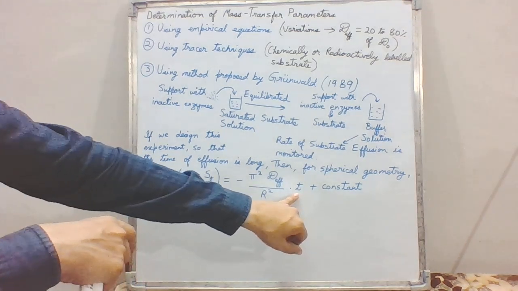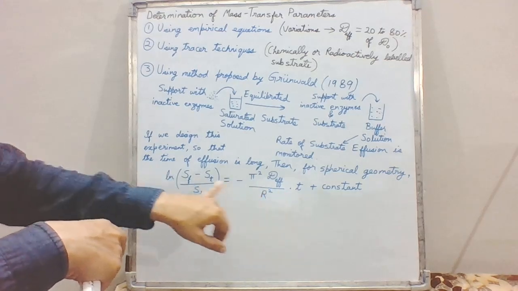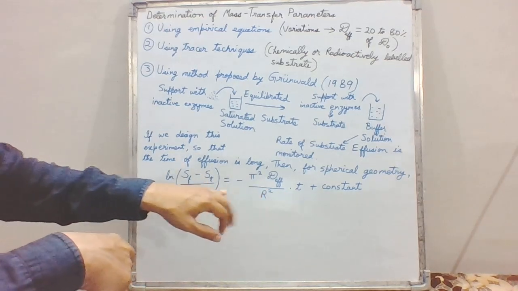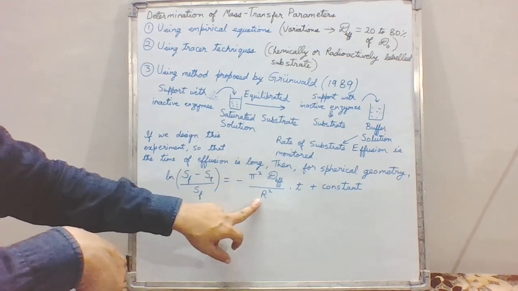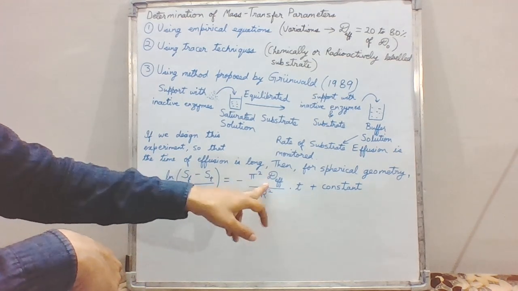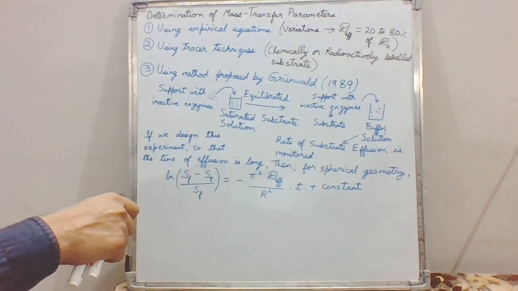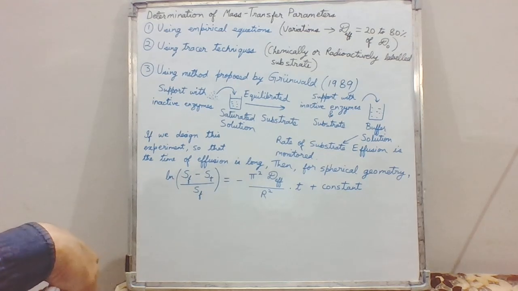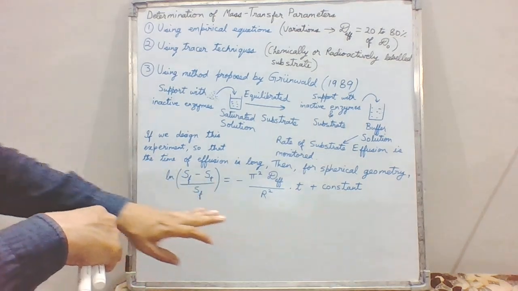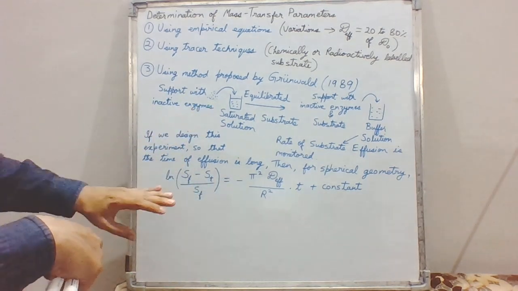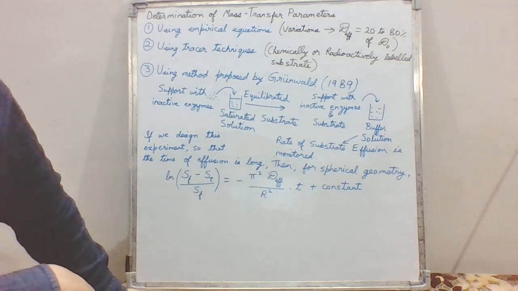This value of t is again the time period for which we have measured this substrate concentration, and we know that pi is a constant, R is the gas constant, and effective diffusivity we can calculate, and this constant is an integration constant, which can be determined by considering limit conditions. So Grunwald proposed this relationship, and using this relationship we can find out effective diffusivity.